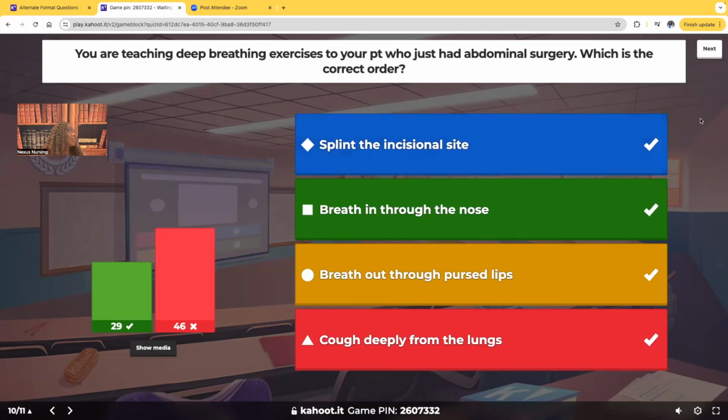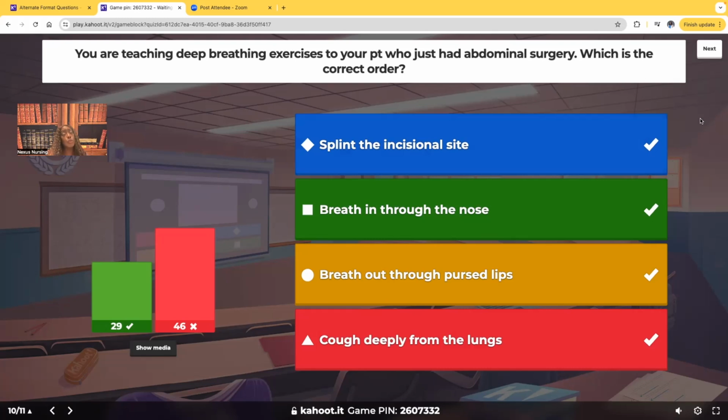Tiffany said, so why wouldn't you cough first to get it up? Tiffany, if it hurts to even breathe, you think that patient's going to cough deep from the lungs? It hurts them to even breathe. It hurts them to even take a breath in. That's why we're splinting first. So why in the world would we have that patient cough deeply from the lungs?